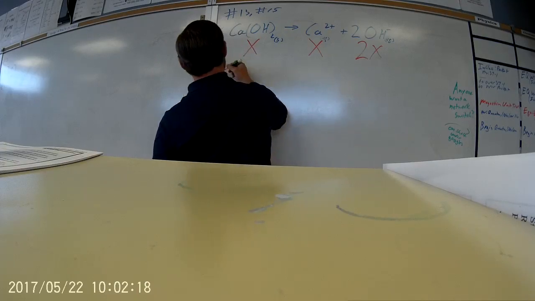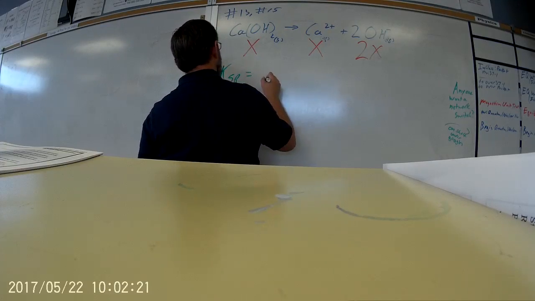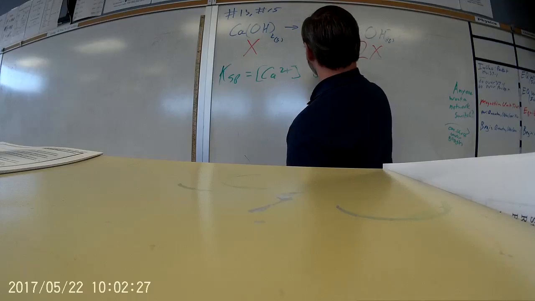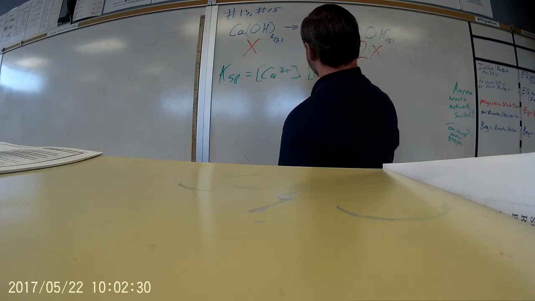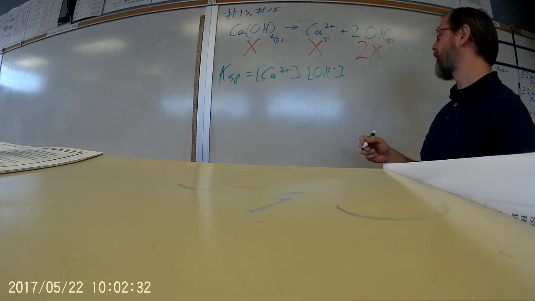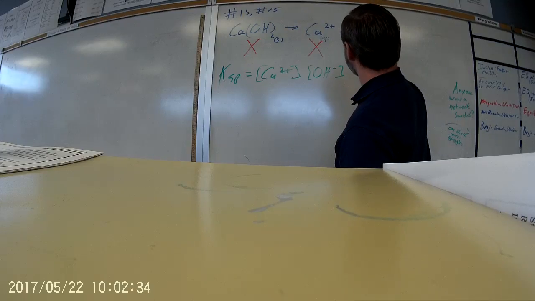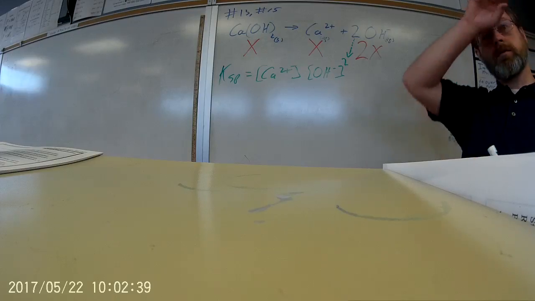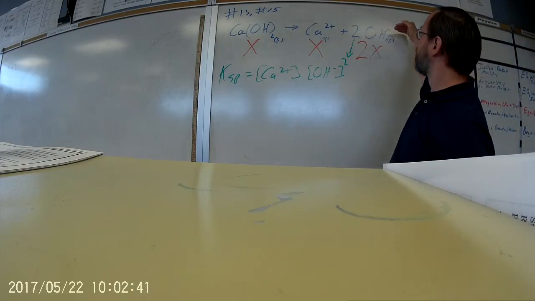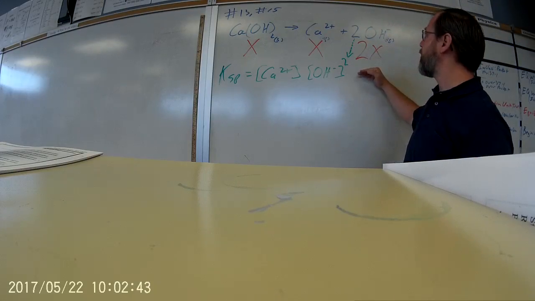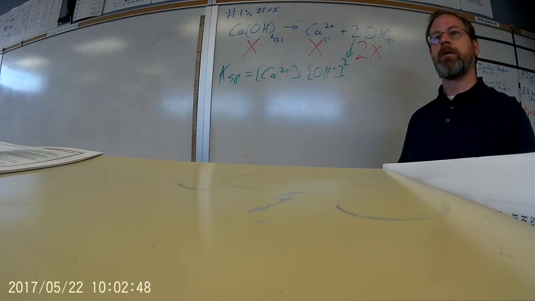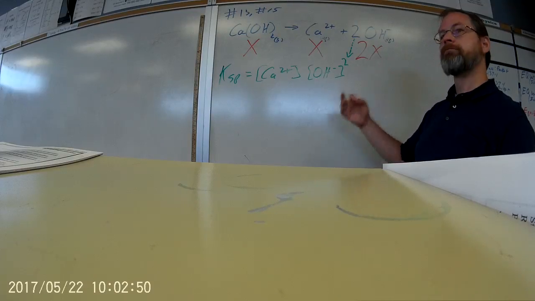Now the Ksp still has the same formula: cation concentration, calcium 2 plus, times anion concentration, hydroxide minus. But there's a big difference. The big difference is this 2 needs to turn into a 2 as an exponent over the hydroxide, because when we take the balanced chemical equation into a Ksp, coefficients become exponents. So if there's a 3 in front of the hydroxide, it would just go to third order? Mm-hmm. All right.